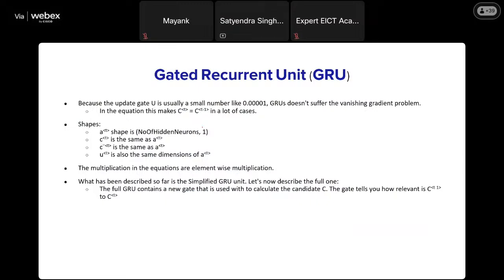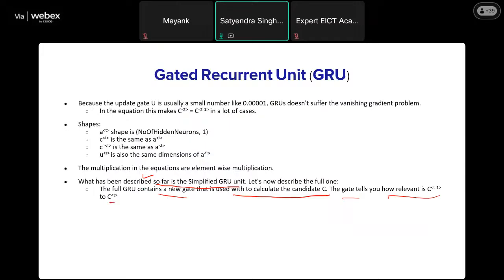So what we have described so far is the simplified GRU. The full GRU contains a new gate which is used to calculate the candidate C. This gate basically tells how relevant CT minus 1 is to CT.